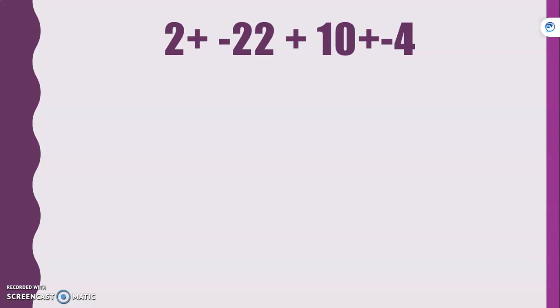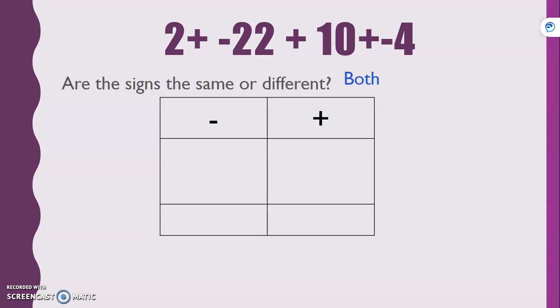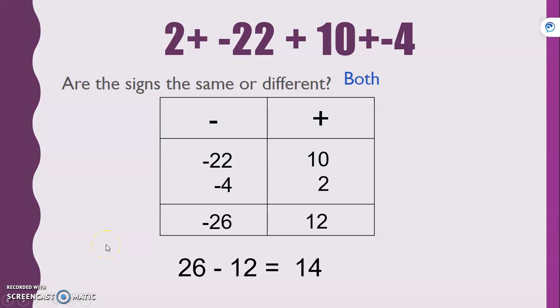2 plus negative 22 plus 10 plus negative 4. Are the signs the same or different? They're both, so we're going to use our T-chart. All my negatives would be negative 22 and negative 4, and my positives this time are going to be 10 and 2. So I'm going to add each column, because in each column the signs are the same. Negative 22 and negative 4 make negative 26, and in my positive column I have 10 and 2, which make 12. Now these signs are different, so in order to add these two integers together, I subtract their absolute values. So 26 minus 12 is 14.